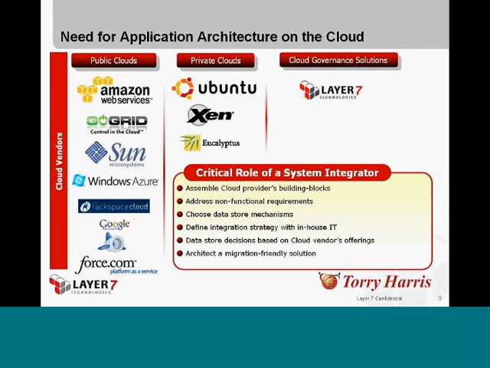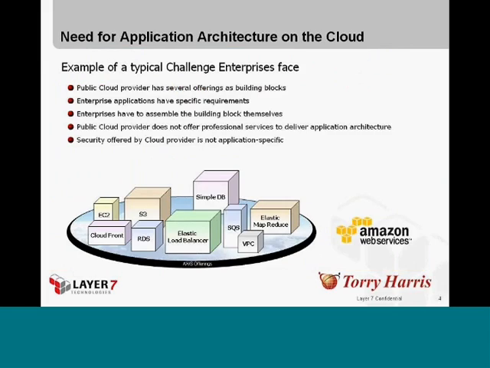Moving on to the next slide. This slide shows a specific example with Amazon Web Services. Amazon offers several cloud computing components as building blocks such as EC2, S3, SQS, etc. These building blocks individually serve a particular purpose, but understanding how each building block fits into the full architecture is something that enterprises are left with doing themselves. Moreover, depending on the type of provider, cloud providers do not offer professional services to deliver an end-to-end cloud-based solution.